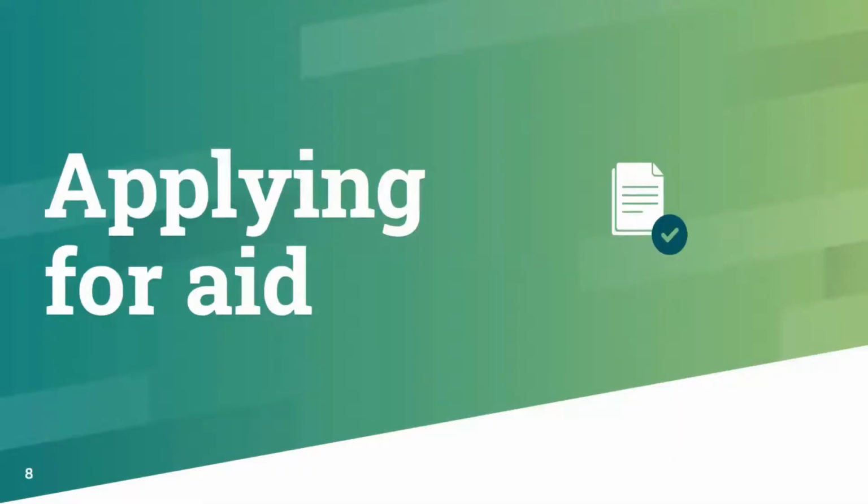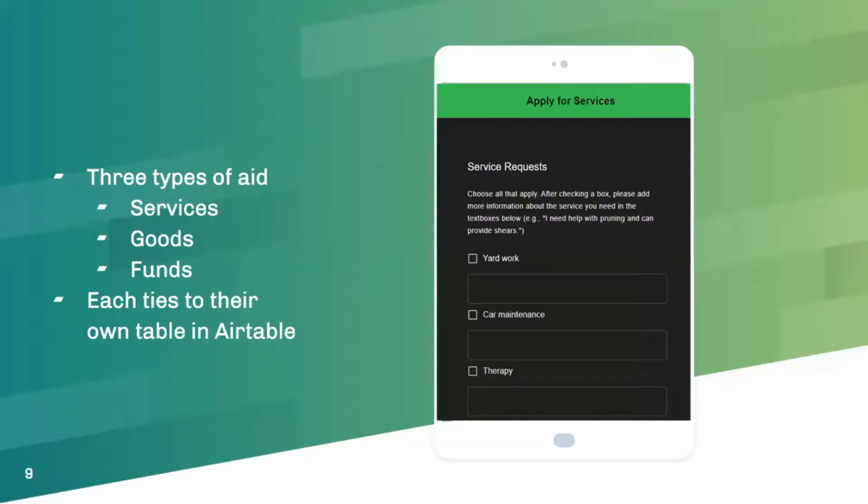Applying for aid allows for users to be able to enter, depending on the type of aid they need, both what they need and any additional information that is needed. In Airtable, what this looks like is the information gets bundled up and then passed to the back end, which then gets entered into an individual table that we have created in Airtable that ties together with user information.